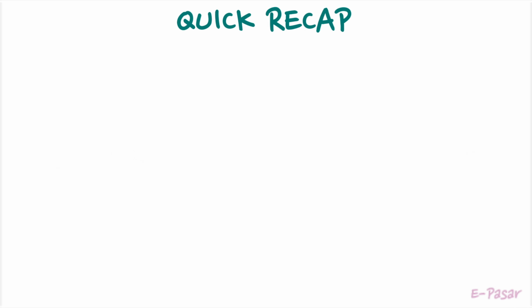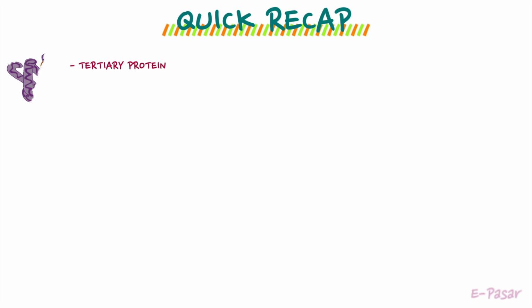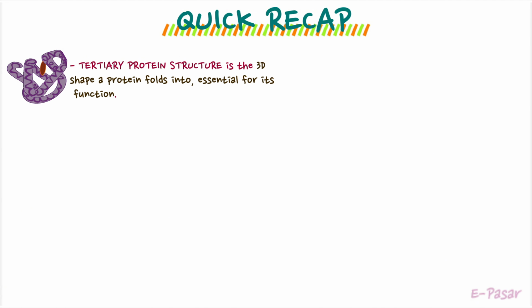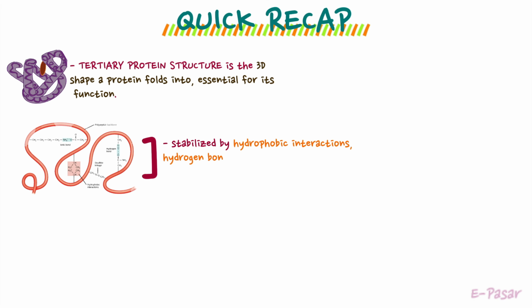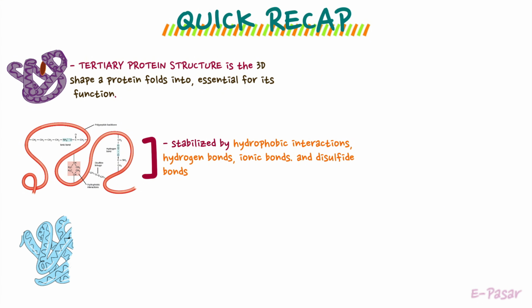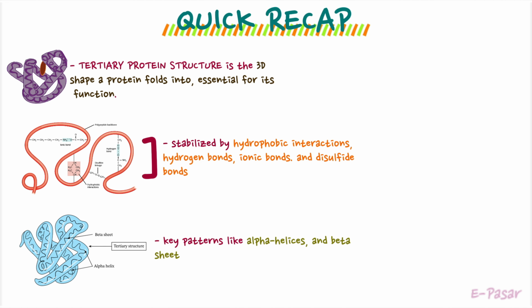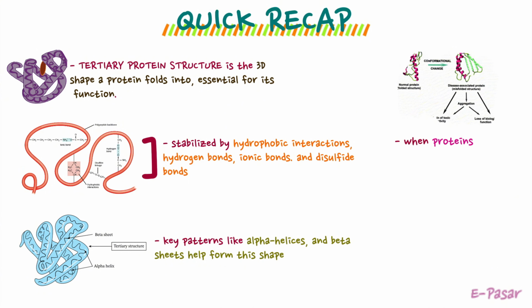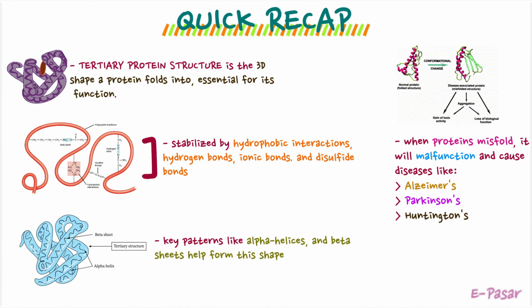Now let's do a quick recap. Tertiary protein structure is the 3D shape a protein folds into, essential for its function. It's stabilized by hydrophobic interactions, hydrogen bonds, ionic bonds, and disulfide bonds. Key patterns like alpha helices and beta sheets help form the shape. When proteins misfold, they can't function properly and may cause diseases like Alzheimer's, Parkinson's, and Huntington's.